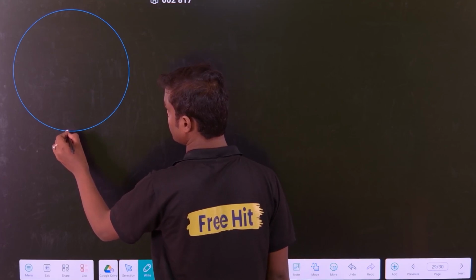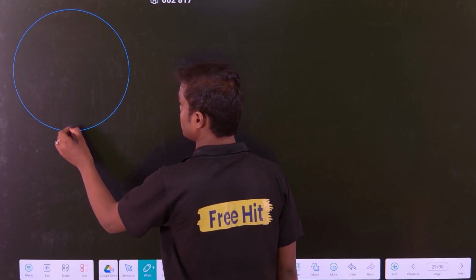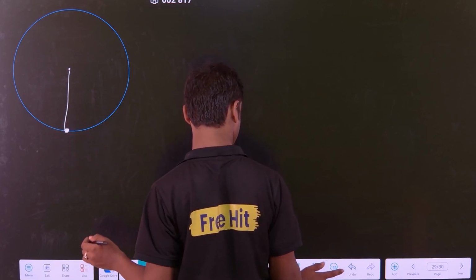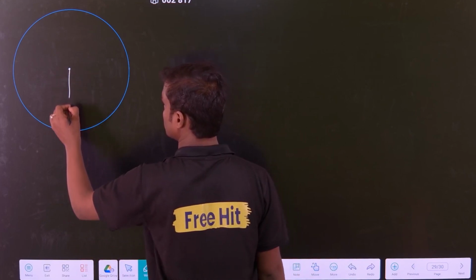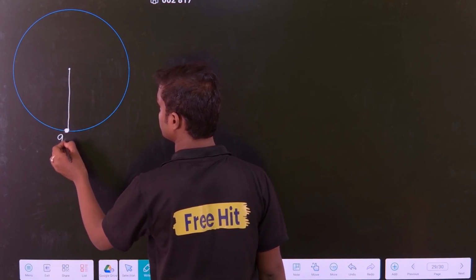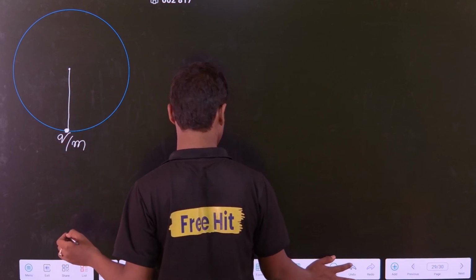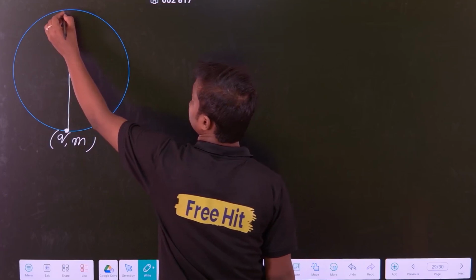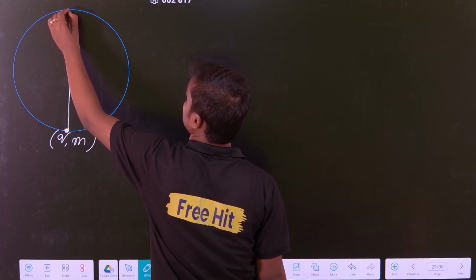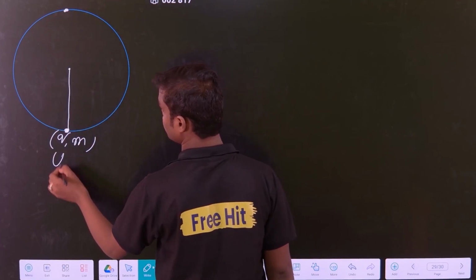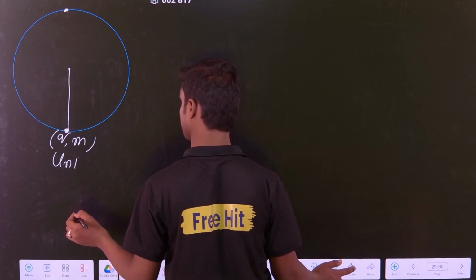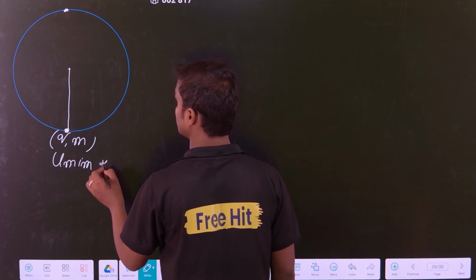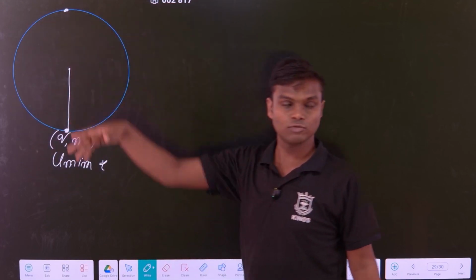Suppose this is my initial position, correct? Suppose the charge Q, mass m, is there. I will ask you, what is the minimum U required so that it will make a complete circle?